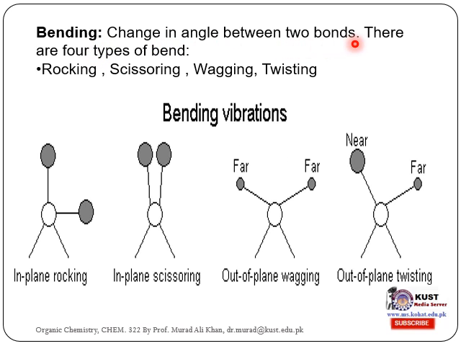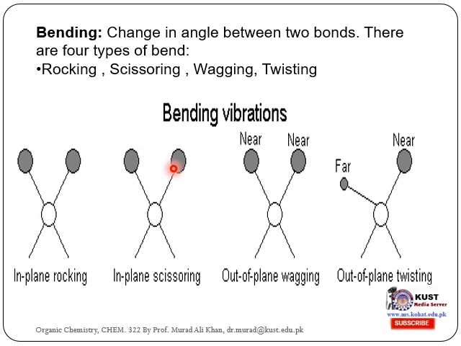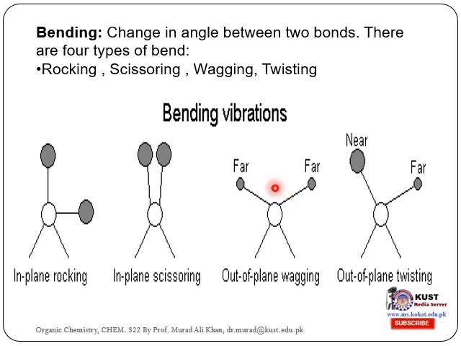Bending, change in angle between two bonds. There are four types of bending. Rocking, this is in plane. The change in angle in plane, this is rocking. Then the bending vibration, these are also in plane. These are scissoring. This is out of plane. The two go near or far from each other, and these are wagging.